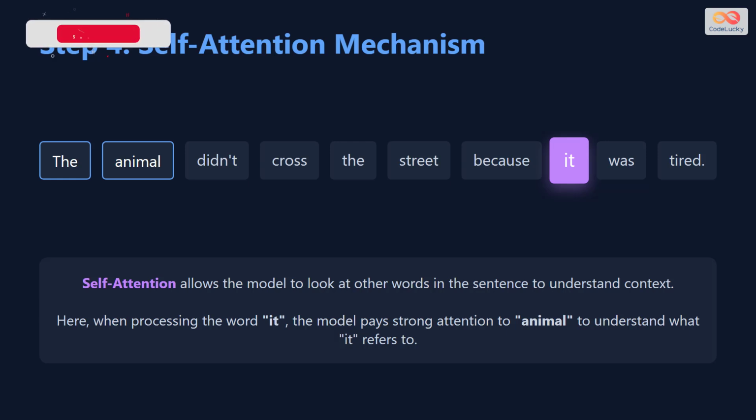Now for the magic, self-attention. This mechanism allows the model to look at every other word in the sentence to understand the context of the current word. For example, if the sentence says, "The animal did not cross the street because it was tired," the model links the word it strongly to animal rather than street.